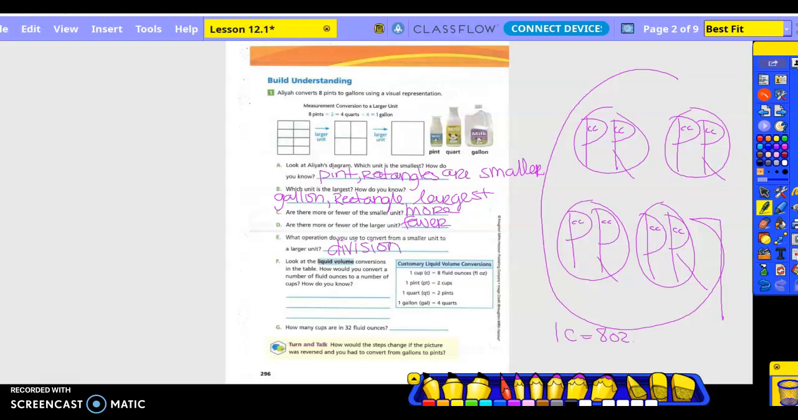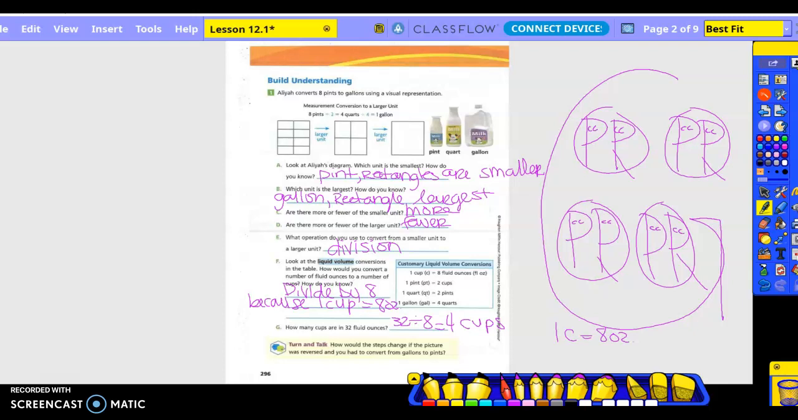Letter F, look at the liquid volume conversions in the table. How would you convert a number of fluid ounces to a number of cups? We're going from fluid ounces, so you should have more, to the cup. So we would divide. On letter F, we said we would divide by 8 because 1 cup equals 8 ounces. So letter G, 32 divided by 8 equals 4 cups.